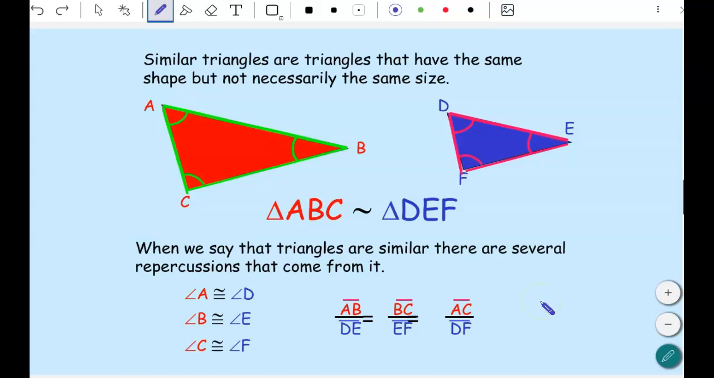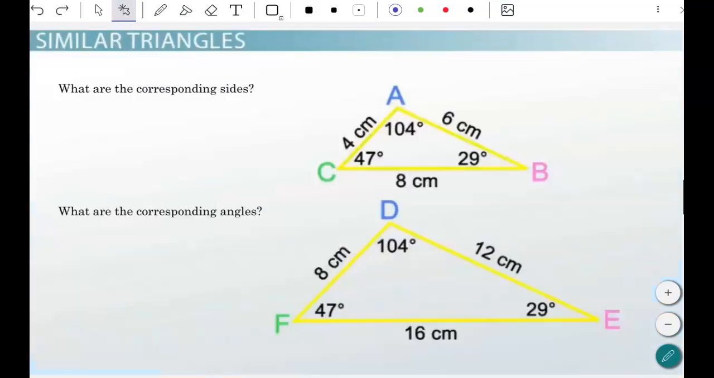I don't know what happened to that equal sign there. Looks like it kind of got moved over a little bit. Should be equal there. And also you can look at the placement again. When you look at the sides, here's AB, here's DE, first two. And then BC, EF. And the last one here, AC and DF. So those are the corresponding sides, which will be proportional. So we're going to focus on angles today.